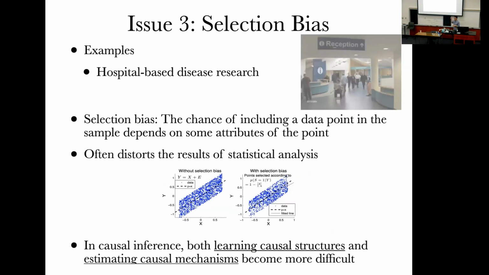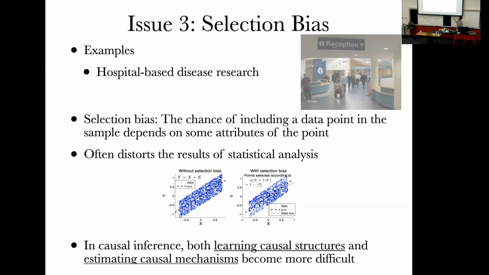Selection bias is in your data, basically, in almost all situations. If you have data collected in a hospital, yes, because according to the definition, if the chance of including a particular data point in the sample or data set you have depends on some attributes of the data point, then we have selection bias. Clearly, if you collect data right here, they don't feel well. This is a feature the data point depends on. Clearly, you have selection bias.